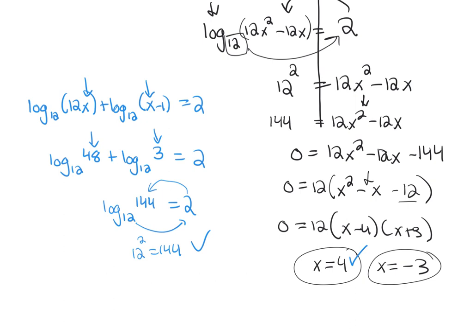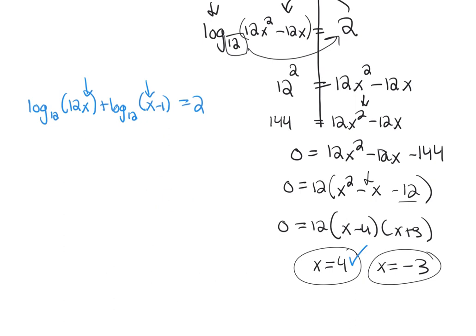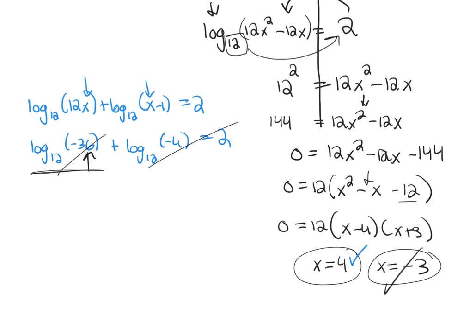Now let's check negative 3. If you plug in negative 3, log base 12 of, that would be negative 36, plus log base 12 of negative 3 take away 1 is negative 4, equals 2. Okay, we have to stop there because you cannot have a logarithm of a negative value. So right away, this does not work. This is an extraneous solution. Even though we did all the math correctly to get these two numbers, 4 is the only true solution.